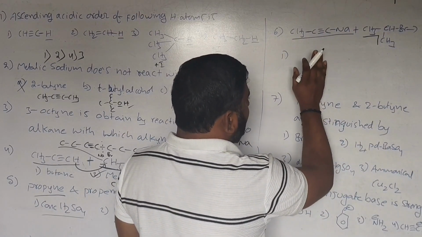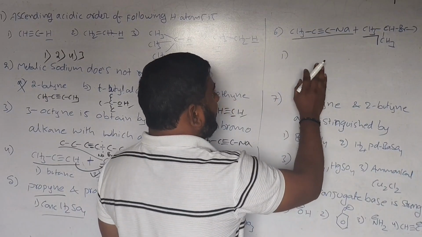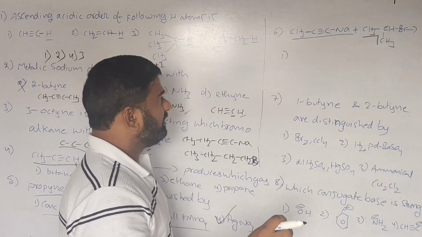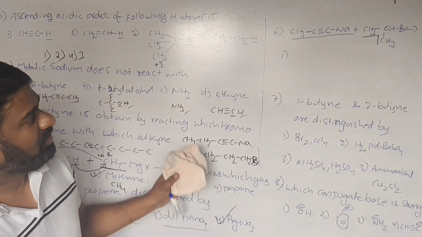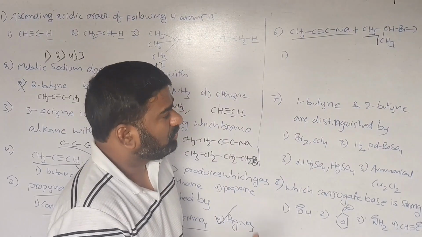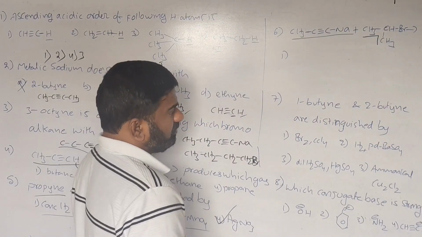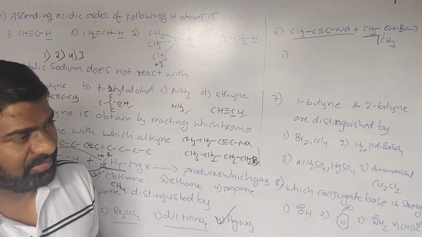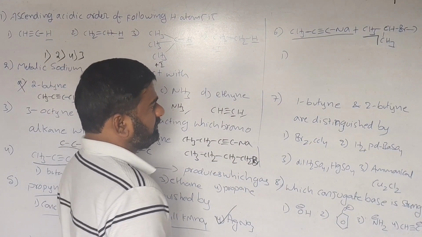Next, this sodium propynide is reacted with isopropyl bromide. What higher alkyne will come? Comment that. If you listen to the full video, you will get the answer. Those who get it can tell your answer in the comment box.